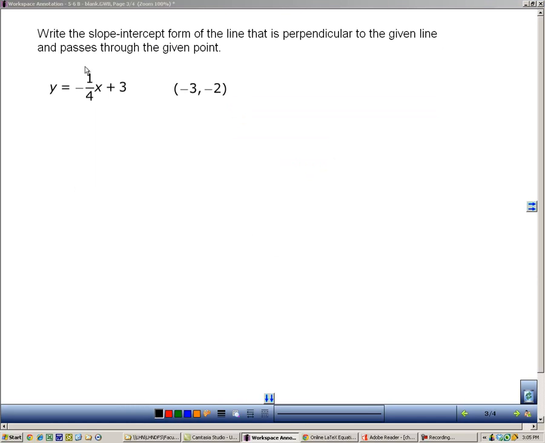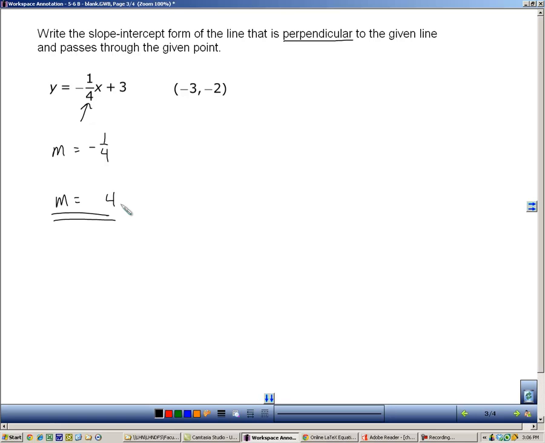Here we use the information of perpendicular lines to solve this. We want to find the slope-intercept form of a line that's perpendicular to this line and passes through this point. Well, first of all, we can see the slope of this line is negative 1/4. Now, I want a slope that's perpendicular to that. So I'm not going to pick the same slope. I'm going to pick a slope that is the opposite reciprocal. Well, the opposite will be positive, and the reciprocal of 1/4 is 4. So that's my slope that I want.